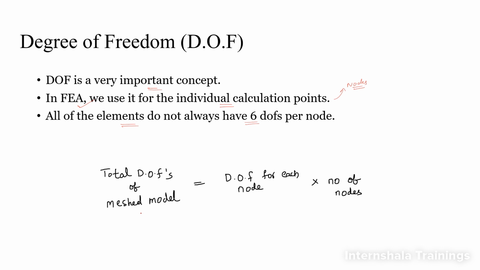You just need to remember this formula. The total degrees of freedom of a meshed model is nothing but equal to the degrees of freedom for each node times the number of nodes. You need to remember this particular formula.